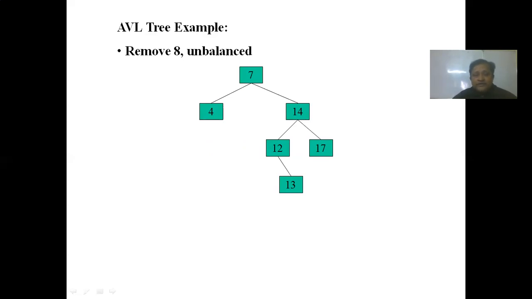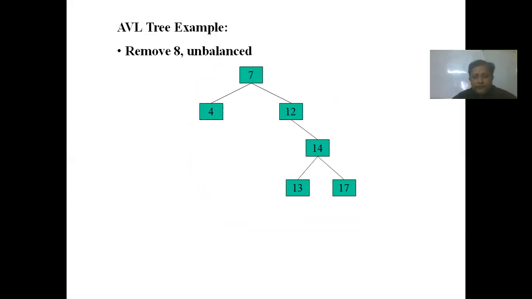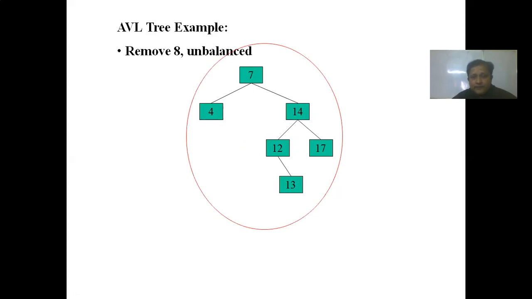So what to do? 7 is causing the imbalance, the cause of imbalance. So what to do? We have to fix the cause of imbalance, and that cause is a right-left imbalance. We have to transform this right-left imbalance. So we have to make it right first. How to make it? Rotating clockwise.